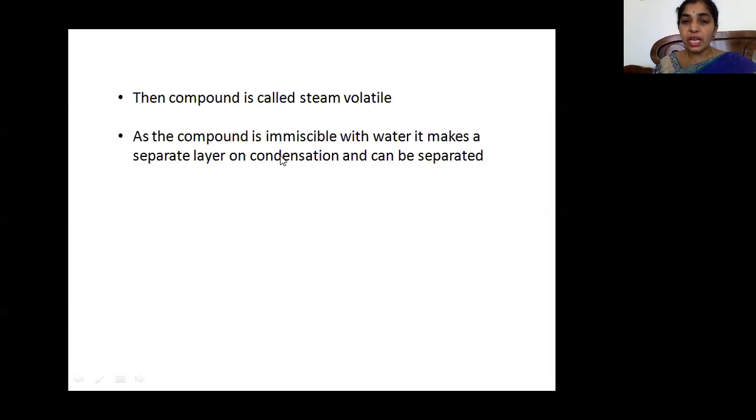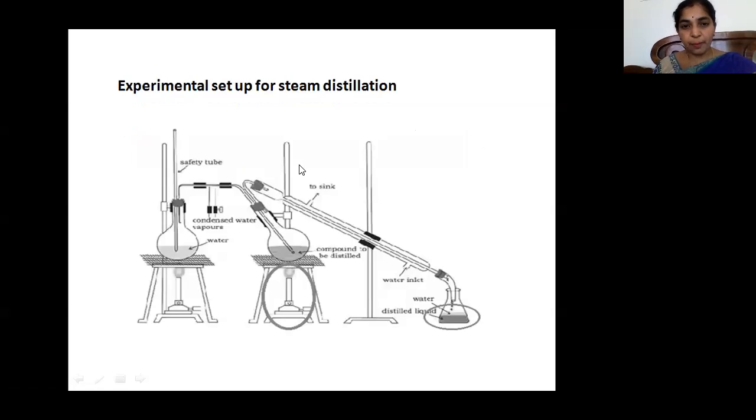As the compound is immiscible with the water, it makes a separate layer on condensation and it can be separated. This sentence I will make you understand by using this experimental setup. You can observe here, already you have come across this setup with the distillation unit. Now, to this distillation unit, through the glass tube, we are going to connect another round bottom flask, which in turn is connected to the condenser, and you have the receiver here.